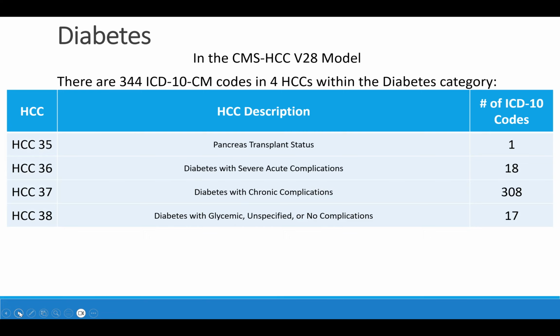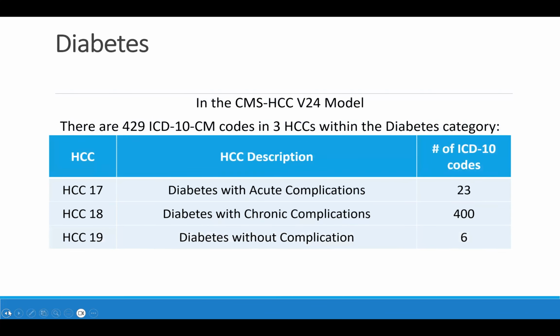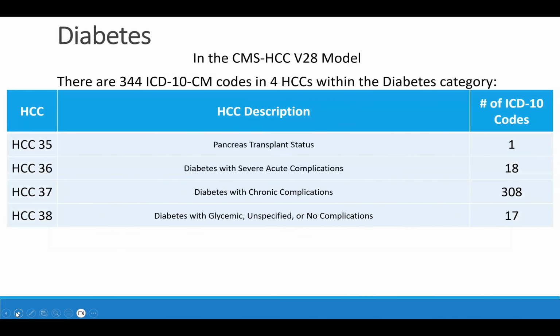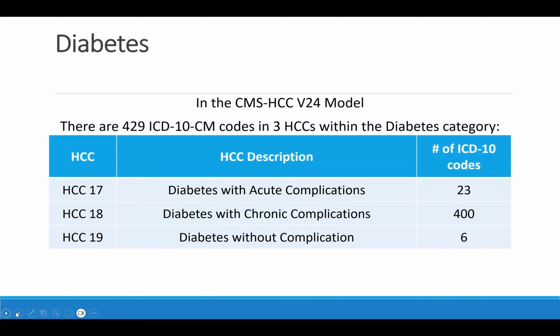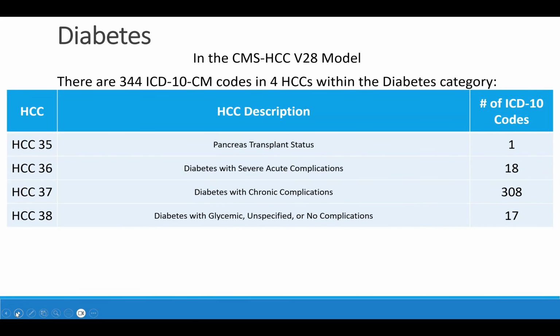So HCC 35. Remember, all the HCCs have been renumbered with the exception of the first three. So remember 17, 18, and 19 in V28 will be in the cancer neoplasm hierarchy. In V28, we have 4 HCCs: 35, 36, 37, 38. HCC 35 has one code in it, pancreas transplant status. Then diabetes with severe acute complications and with chronic complications. This nomenclature didn't change that much. They put severe in acute complications, and diabetes with chronic complications remains the same. And then the diabetes without complication has been renamed to diabetes with glycemic, unspecified, or no complications. So just a couple of added clarifying terms there.